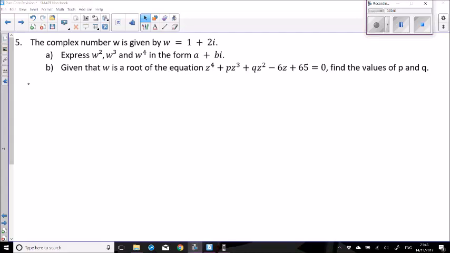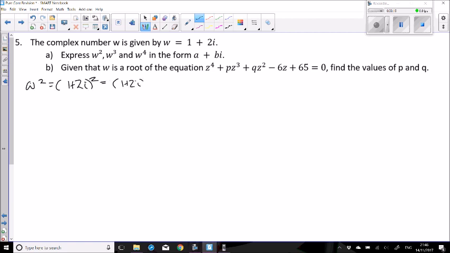Right, question 5 starts off with a bit of multiplying. So, first of all, I want to find out what w squared is. So (1 plus 2i) squared, remembering that is double brackets. And then just multiply that out. So that's 1 plus 2i plus 2i is 4i plus 4i squared. So i squared is -1, so that's going to be 1 plus 4i, take away 4, so -3 plus 4i.